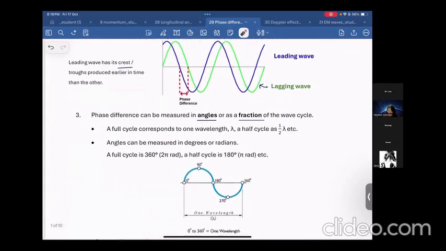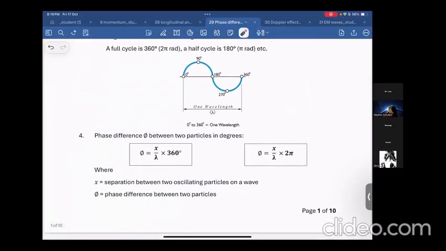How are we going to find it? You need to find the distance between these two points divided by the wavelength, times 360 degrees if you want degrees. If you want radians, then you multiply by 2 pi.